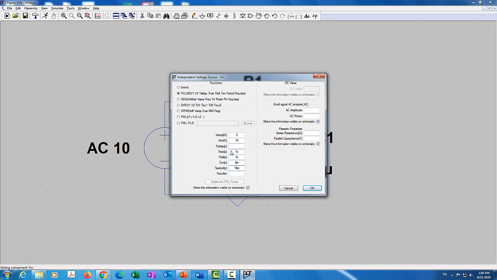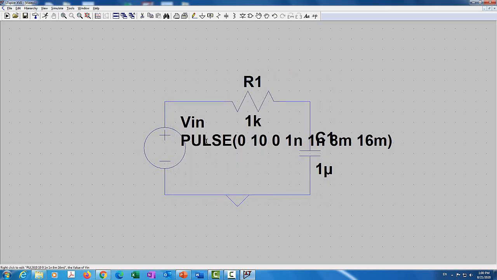So here what I did is I said that the voltage is going to jump from 0 to 10 in 1 nanosecond, and this is going to last for 8 milliseconds. Then it is going to jump back to 0 within 1 nanosecond, and that will stay for another 8 milliseconds. And I will show you the shape of the input signal when we run the simulation. So what we did here is we ended up defining the input voltage as a function of time. So that's what I have for V pulse.